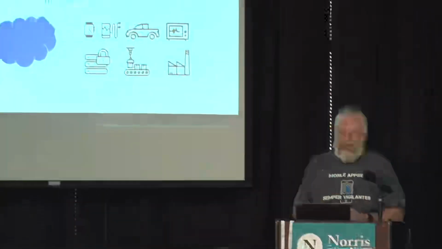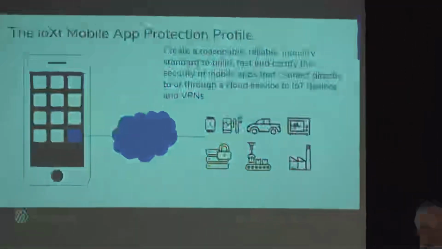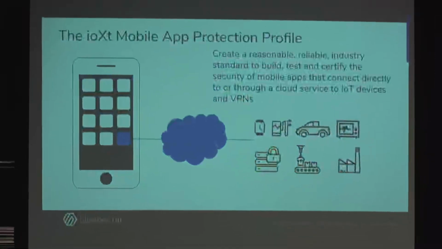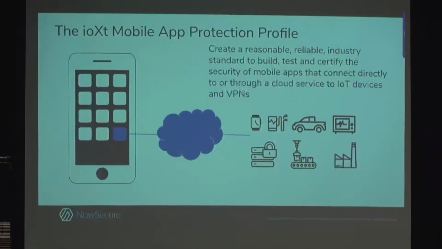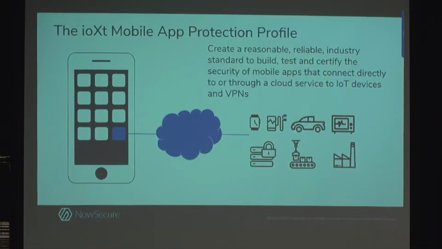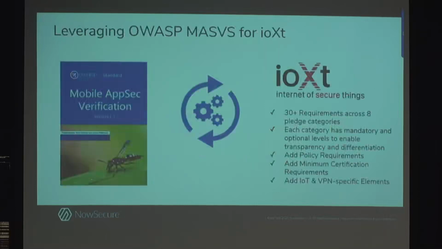We worked with a bunch of other folks in order to create this. It was also launched this spring. The mission was to create a reasonable, reliable, industry-standard way to build, test, and certify the security of mobile apps that connect to or through things, right? And interestingly enough, VPNs are often appliances, so they have to be called things, which means we're also testing a lot of VPNs as part of this. I should release our VPN benchmark. It would probably not blow your mind, but other people would be blown away.